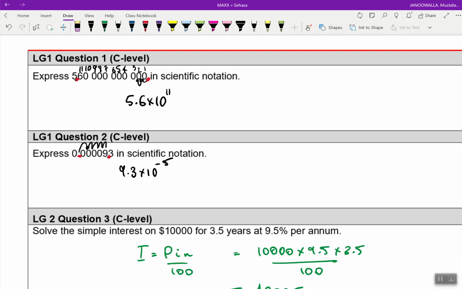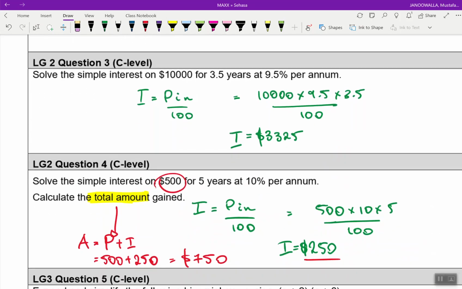With interest, just need to use the same formula, multiply all the values, divide by 100, you'll calculate how much interest you've got. If it asks for the total amount, just add the initial plus the value that you got for interest, and that's that.